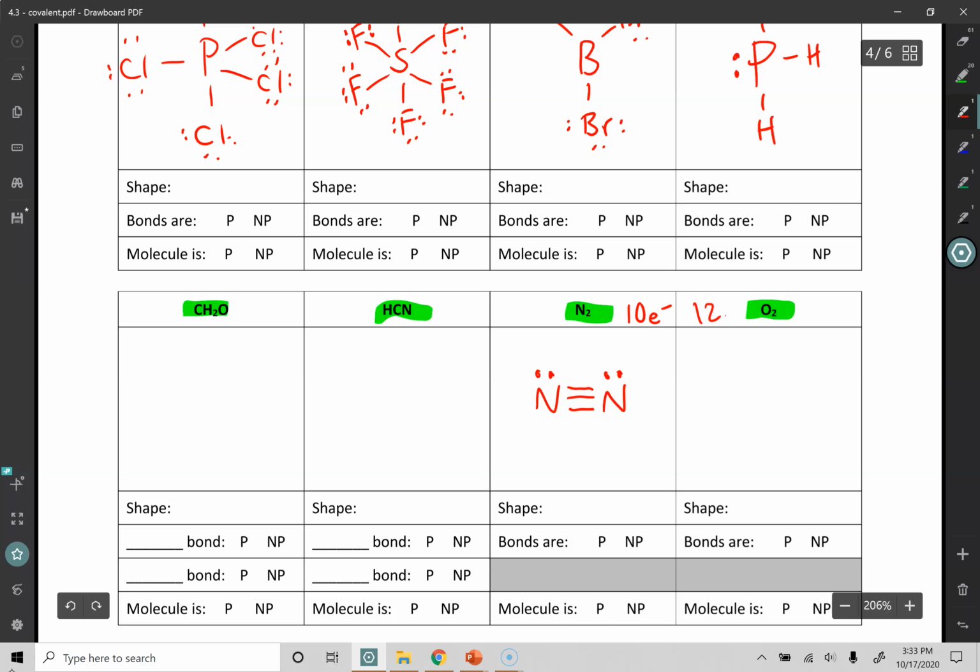Oxygen, O2. We've got 12 electrons to play around with. Pause the video, try it out. Yeah, no way those are going to exist as unpaired electrons. Double bond between the oxygen atoms. Nicely done. Pause it again, try out CH2O and HCN.